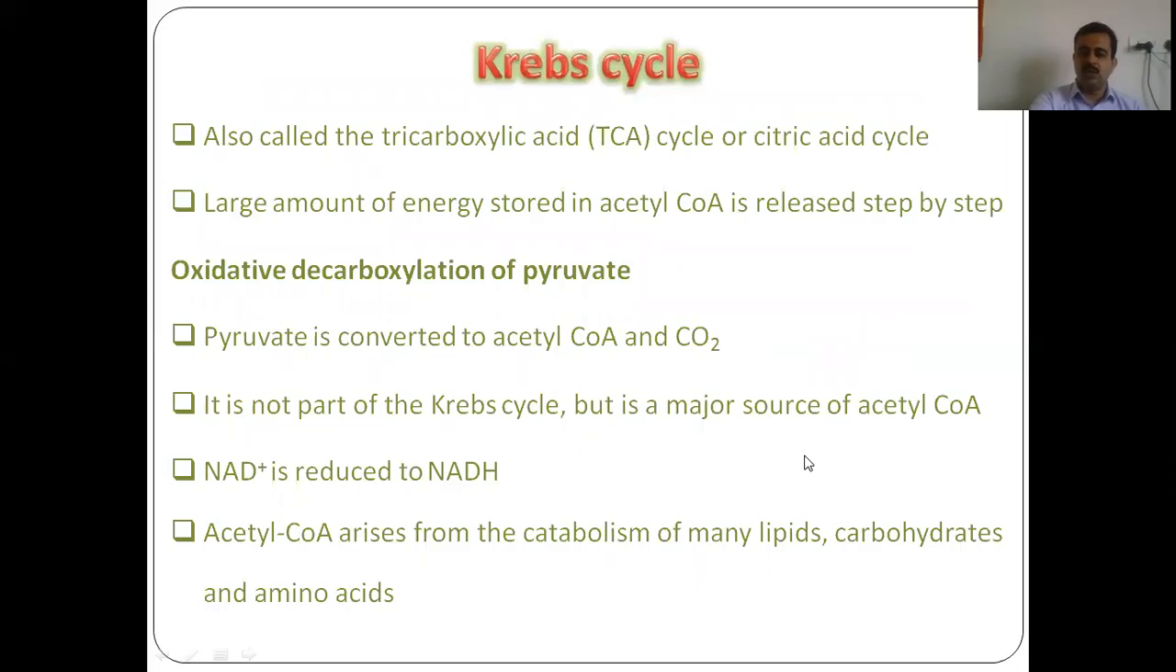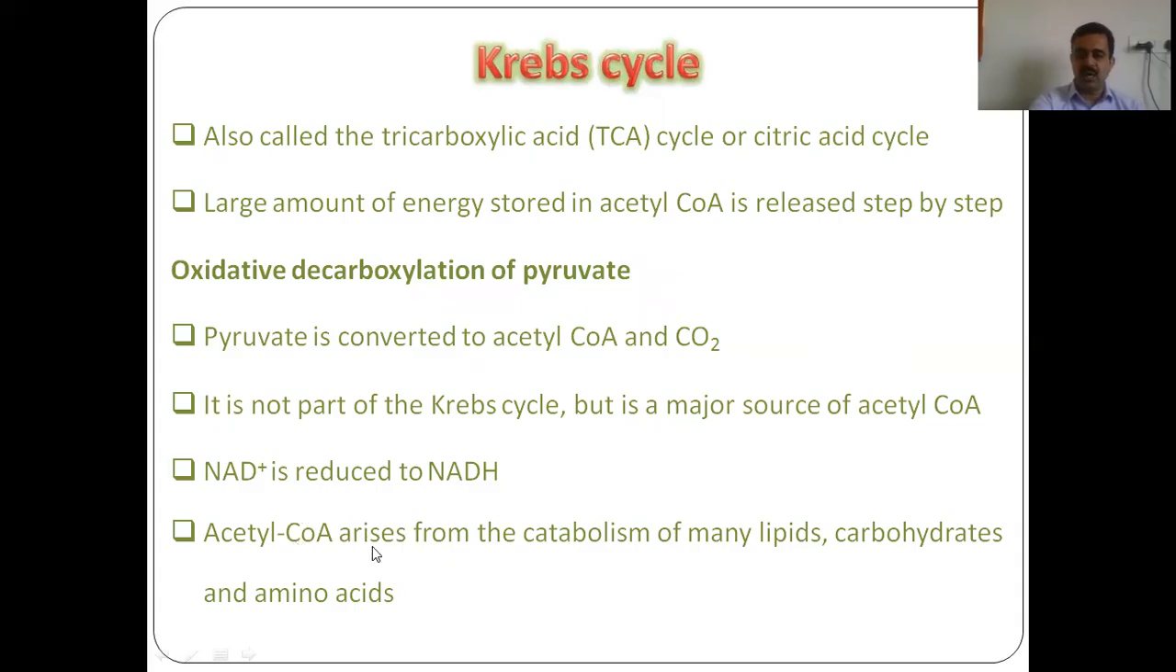Now, once the glucose molecules are degraded, where do they go? They go into the Krebs cycle, also called the TCA cycle or the citric acid cycle. A large amount of energy stored in acetyl coenzyme A is released step by step. The oxidative decarboxylation of pyruvate is the process that takes place. Pyruvate is converted to acetyl coenzyme A and CO2 is liberated. It's not a part of the Krebs cycle, but it is how the majority of acetyl CoA is generated. NAD gets reduced to NADH.